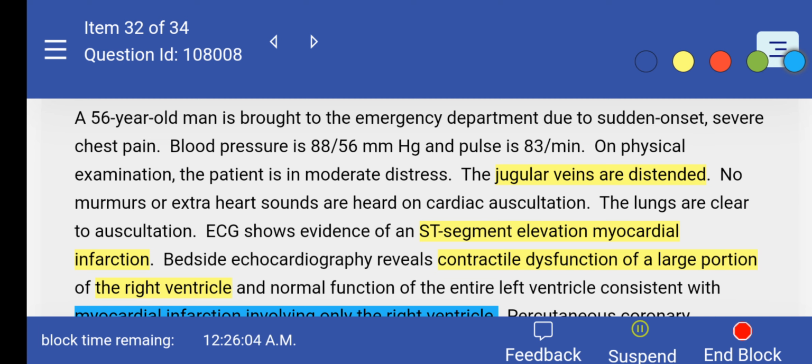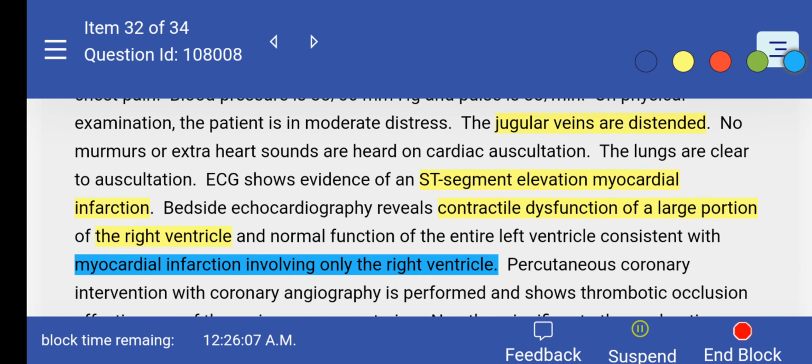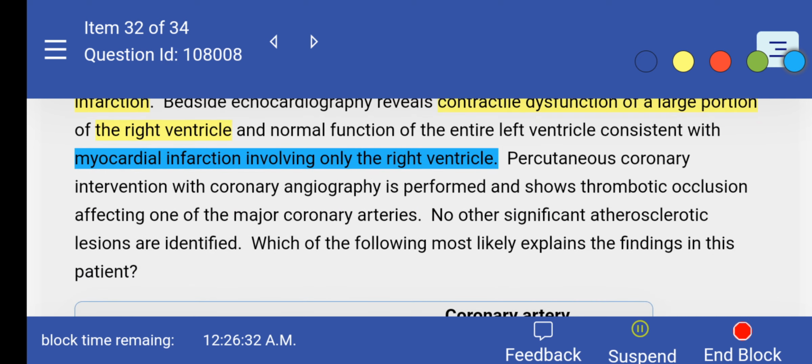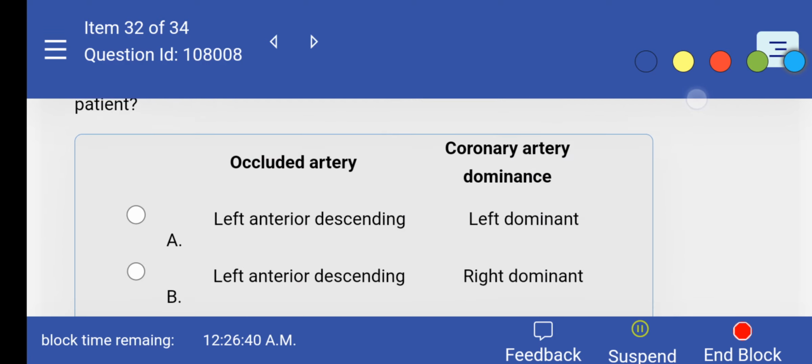Bedside echocardiography reveals contractile dysfunction of a large portion of the right ventricle. Point to be noted, and normal function of the entire left ventricle. Entire left ventricle is normal, with myocardial infarction involving only the right ventricle. Again, they are pointing to one important point. Percutaneous coronary intervention with coronary angiography is performed and shows thrombotic occlusion affecting one of the major coronary arteries. No other significant atherosclerotic lesions are identified. Which of the following most likely explains the findings in this patient?